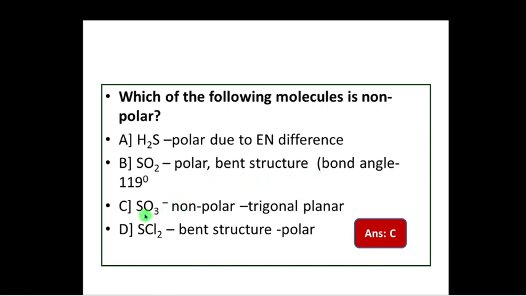Whereas in the case of SO3, like AlCl3, this becomes trigonal planar. If the compound has 120 degrees, it is almost trigonal, and the bond dipoles are compensated, so that gives you non-polar in nature. And as with SO2, SCl2 is also a bent structure, so the compound becomes polar. So among these options, option C is the non-polar one, so option C is the correct one.